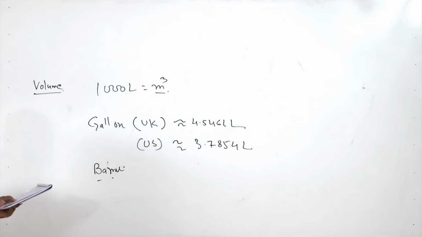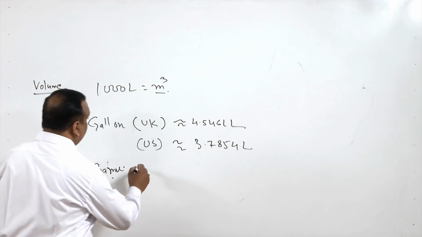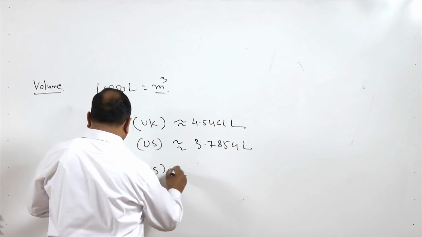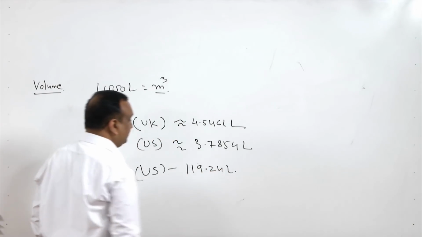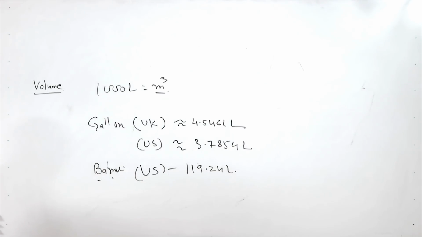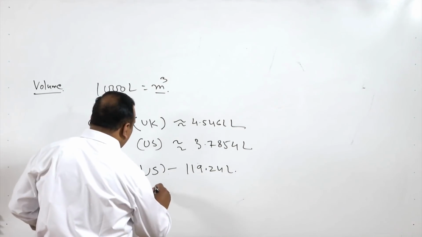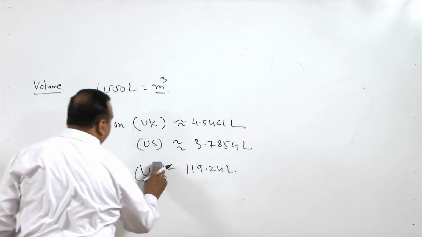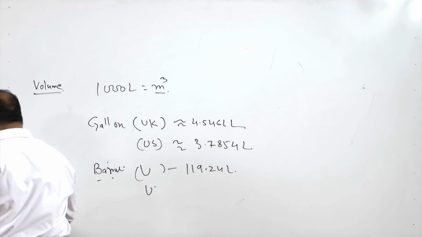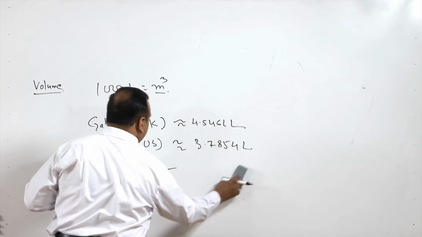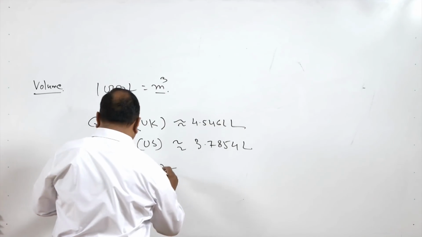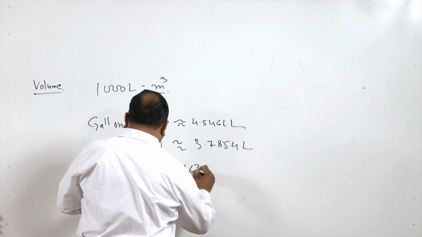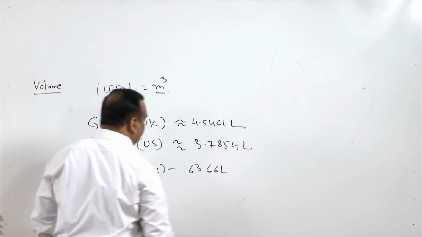Barrel. Now US barrel is 119.24 liter, and UK barrel is, or we'll write here UK barrel first. Okay, UK barrel is 163.66 liters.